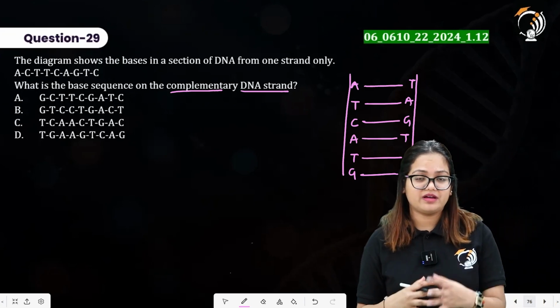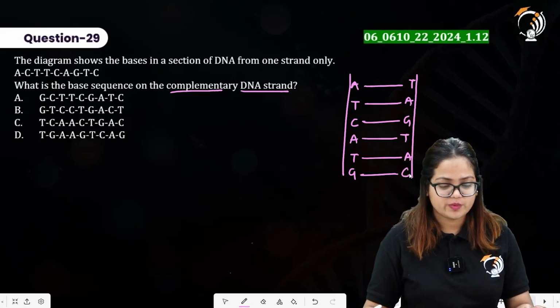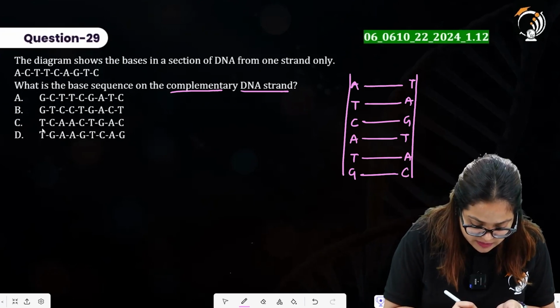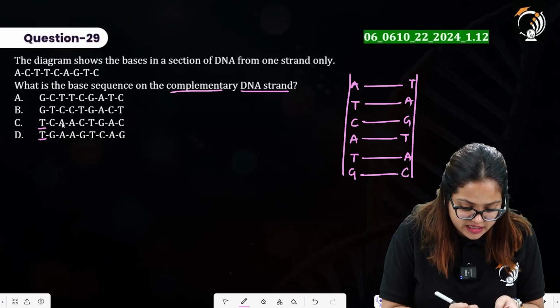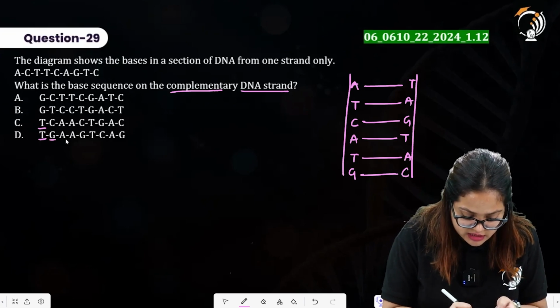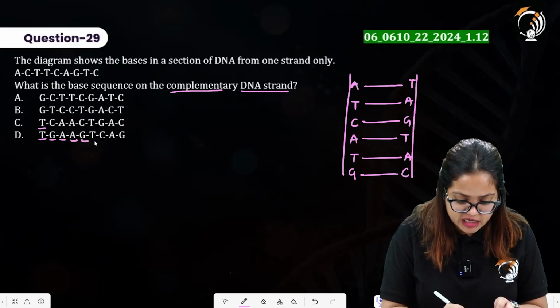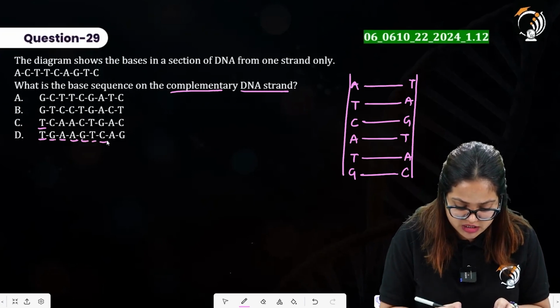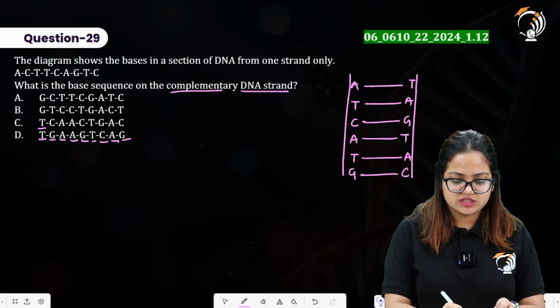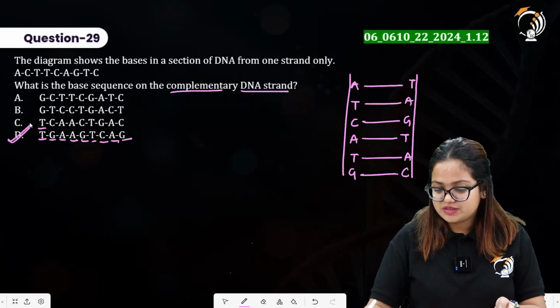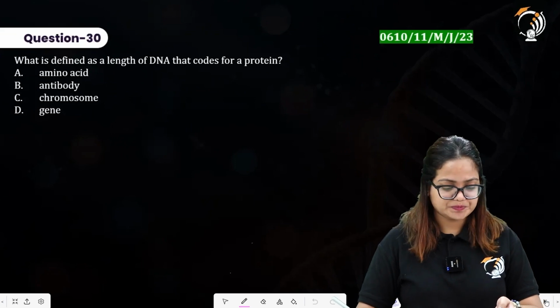So this is the way we solve these kind of questions. If A is there, then it will bind to T. C is there, then it will bind to G. T binds to A. C binds to G. A binds to T. G binds to C. T binds to A, and C binds to G. I hope this is understood. Option D here is the right answer.